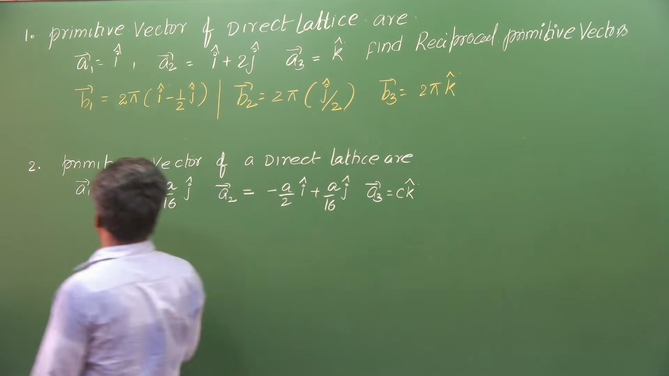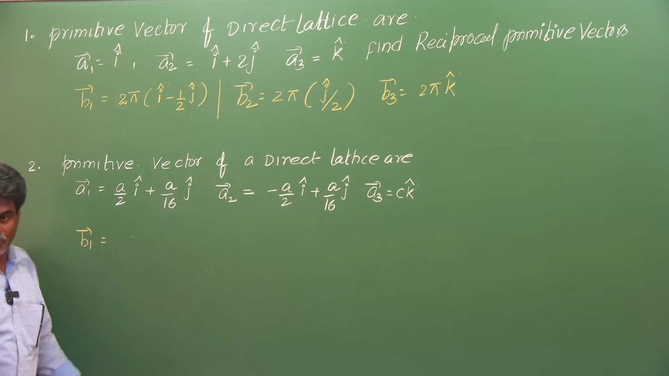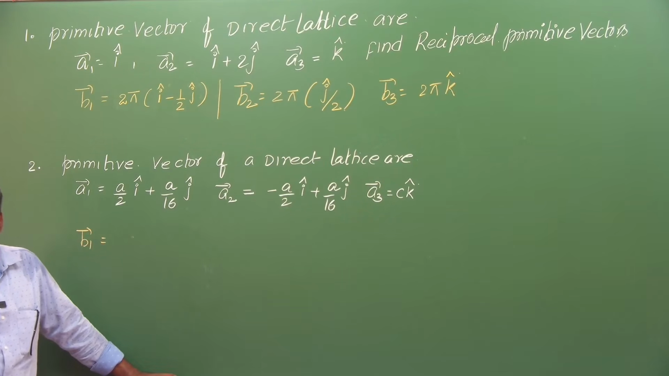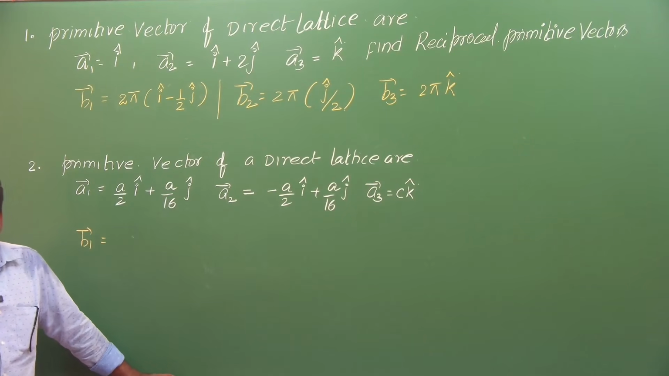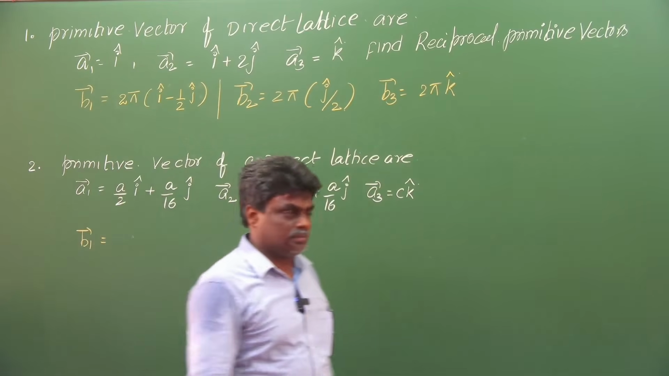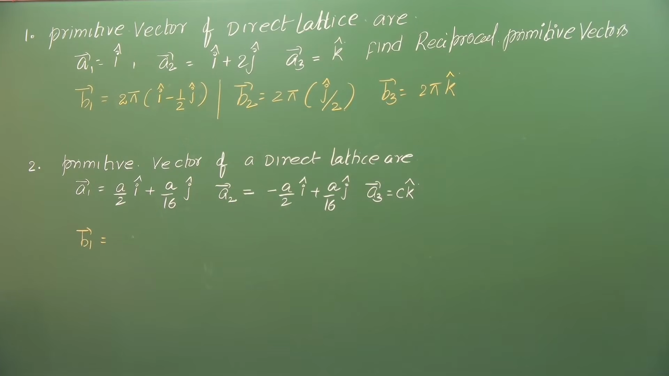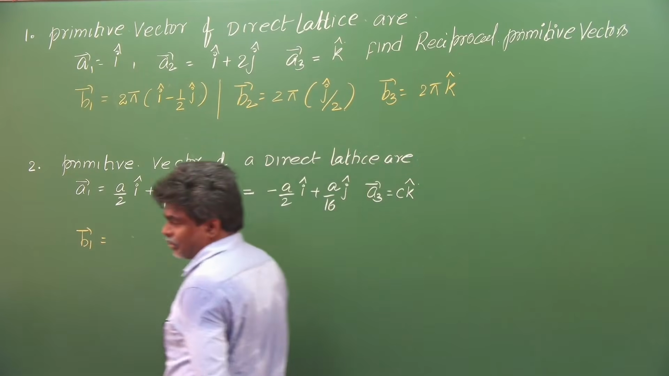Yes? Can you please tell me what is B1 bar? Are you finding the volume first? How to find the volume? Triple dot product, determinant. Both are GATE questions. Do it carefully.